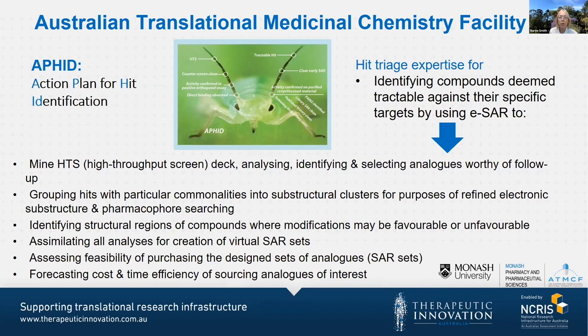into substructural clusters for purposes of refining the electronic substructure and pharmacophore searching, identifying structural regions of compounds where modifications may be favourable or unfavourable, assimilating all of these analyses for creation of virtual structure-activity relationship sets, assessing the feasibility of purchasing the design sets of analogues, and forecasting the cost and time efficiency of sourcing the analogues of interest.